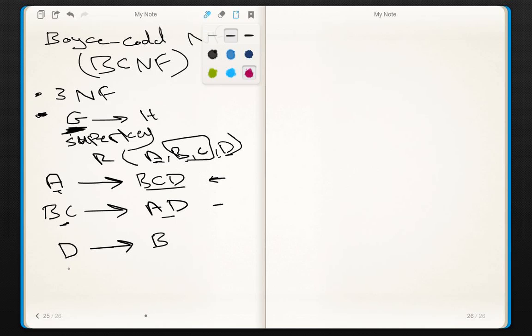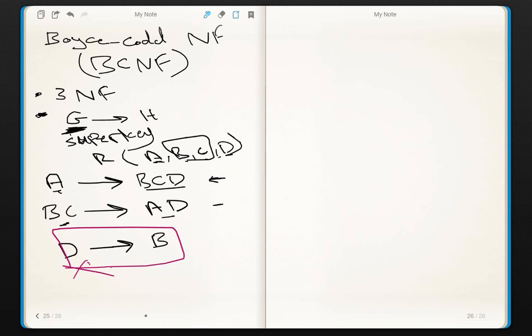The only problem we have is this: D only defines B. So D is not a super key. It only defines B, so we need to do something about this. Let's highlight our keys. The keys are A and BC. Our keys, this is a key and this is a key. So our keys are A and BC.